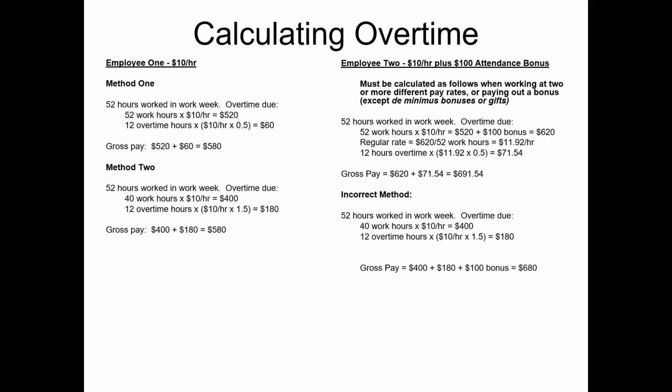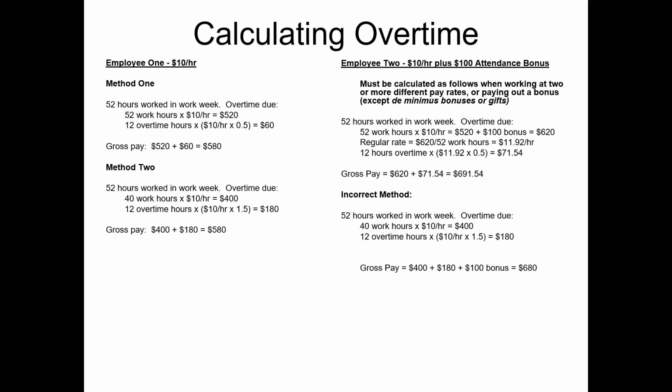We now owe 1/2 of this new rate for all overtime hours. In our example, this would be 12 hours of overtime multiplied by the sum of $11.92 times 0.5. And this calculation yields $71.54. Gross pay is now the sum of our two calculations, $620 plus $71.54, which equals $691.54.